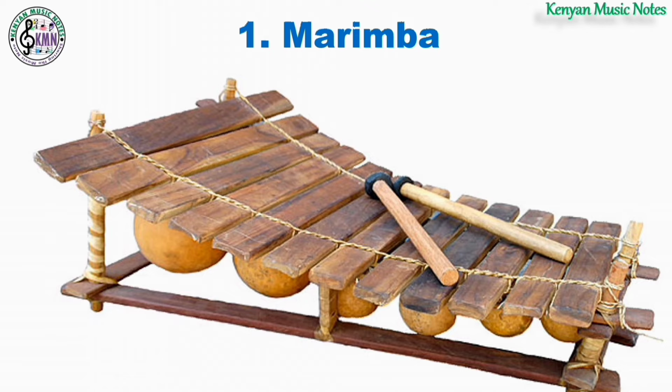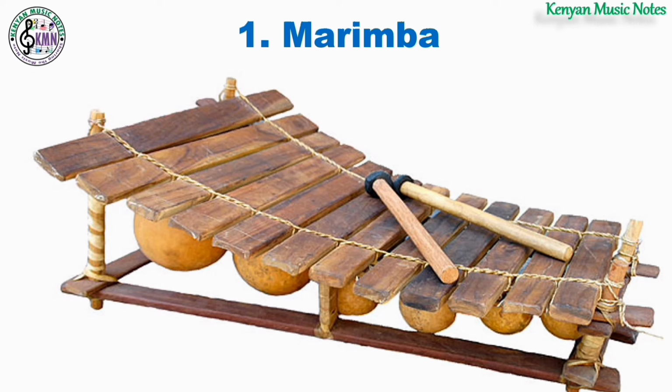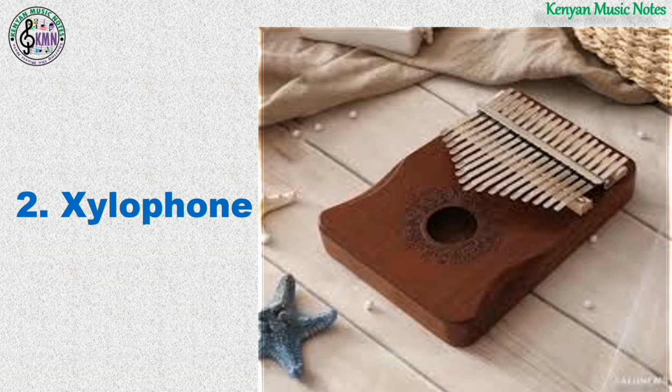A song is made up of different pitches, so when we hit these different pitches, we produce a song or a melody. The next melodic percussion instrument we have is the xylophone. I don't have an explanation for this, but we can see it looks the same as the marimba. So when we hit the plates over there, they produce different pitches.